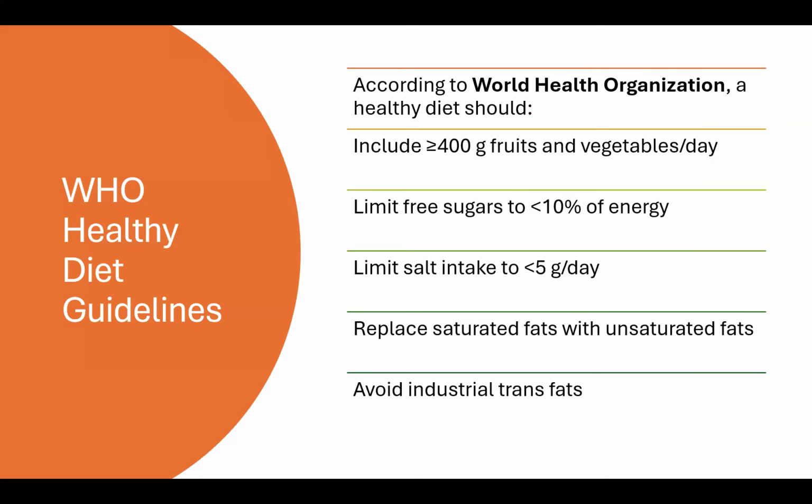And then we have WHO healthy diet guidelines. According to World Health Organization, a healthy diet should include greater than or equal to 400 grams of fruits and vegetables per day. Limit free sugars to less than 10% of the energy. Limit salt intake to less than 5 grams per day. Replace saturated fats with unsaturated fats and avoid industrial trans fats.